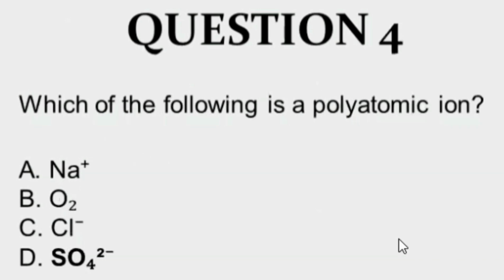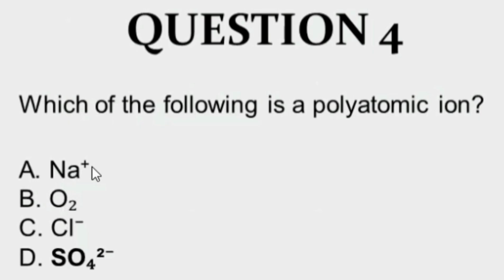Number four, which of the following is a polyatomic ion? Now, poly has to do with numerous, right? Okay, mono is what? One, di is what? Two, diatomic, monoatomic. Okay, so poly means it's more than two. So is there any ion here that is more than two? This one is one, that's one atom that is an ion. And then this one is what? Two. This one is just one.